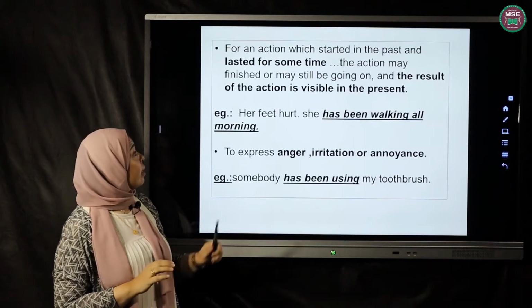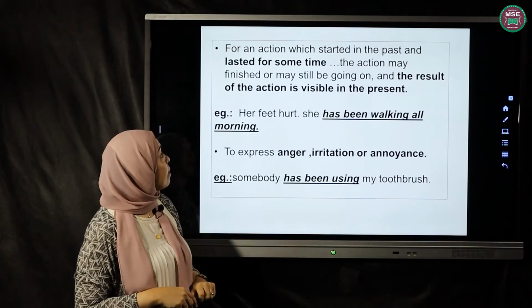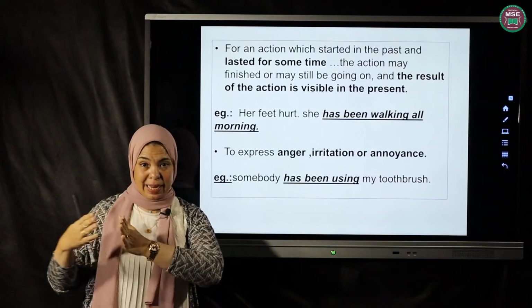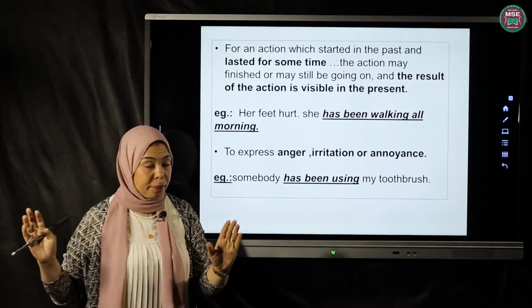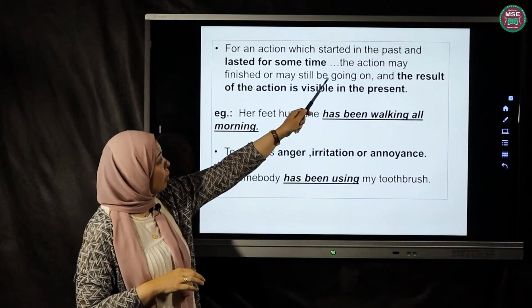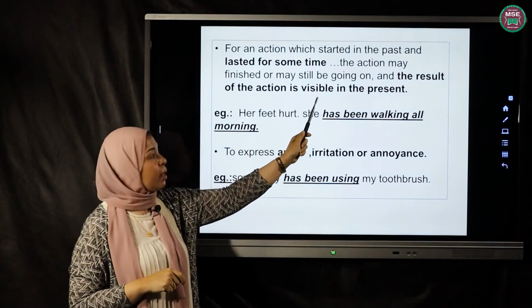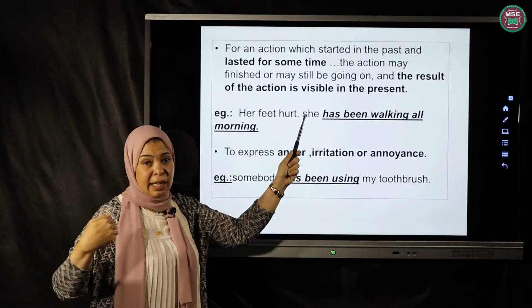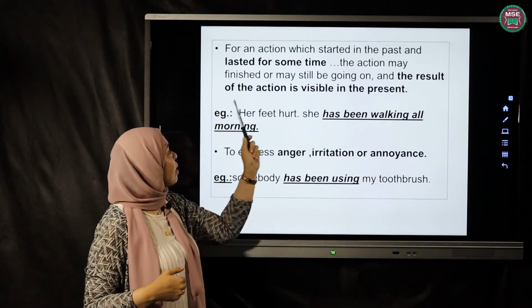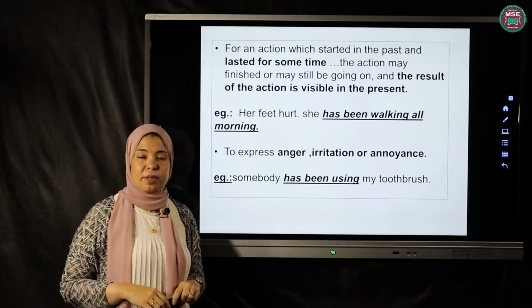The second point here is for an action which started in the past and lasted for some time. Lasted, that's why we put the ing in the verb. It lasts for a time, for a while. So, for an action which started in the past and lasted for some time, the action may finish, or may be still going on, and the result of the action is visible in the present time.